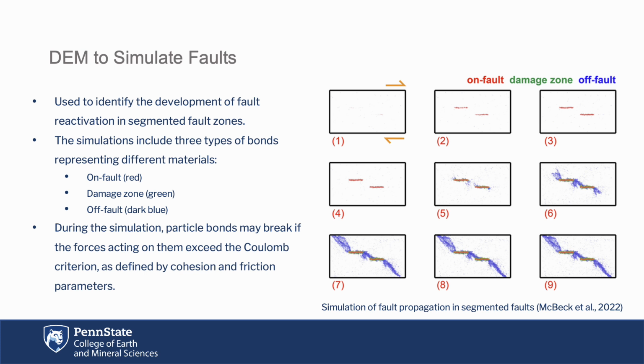The goal of this modeling is to predict the timing of fault reactivation and the peak shear stress using DEM simulation. The simulation involves robust calibration of the microparameters of particles, allowing the model to replicate the mechanical behavior of natural rocks. For example, during the simulation, particle bonds may break if the applied forces exceed the Coulomb criterion, which is defined by the cohesion and frictional properties of the material.